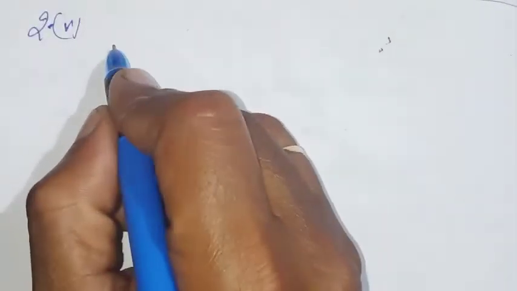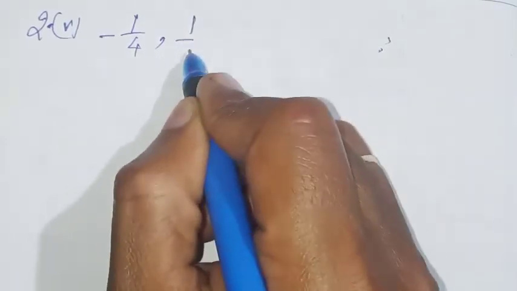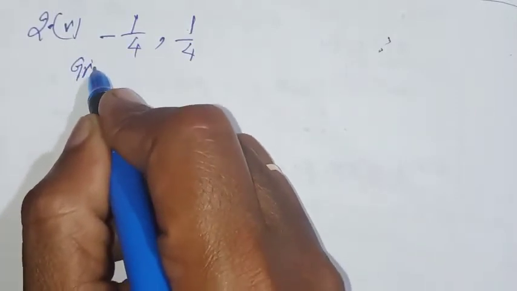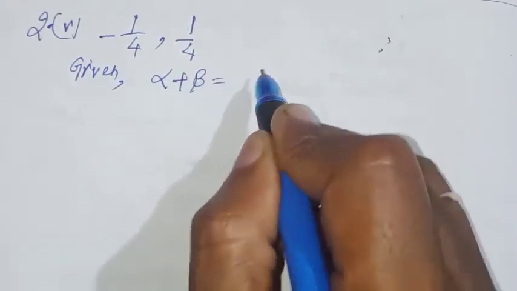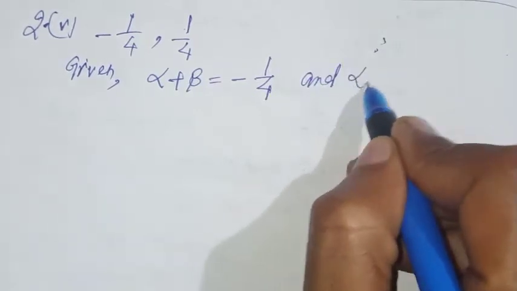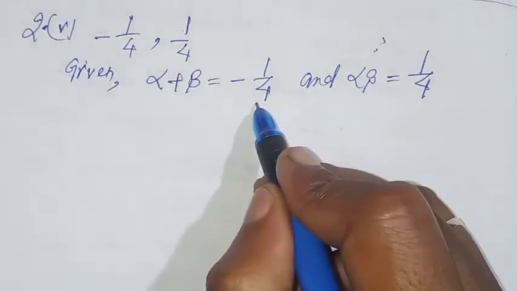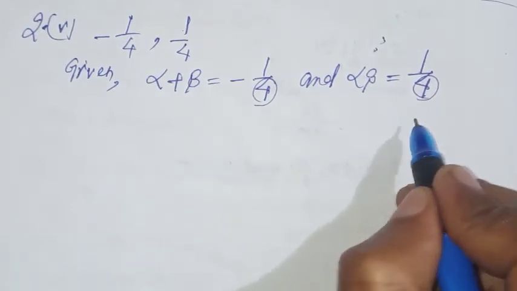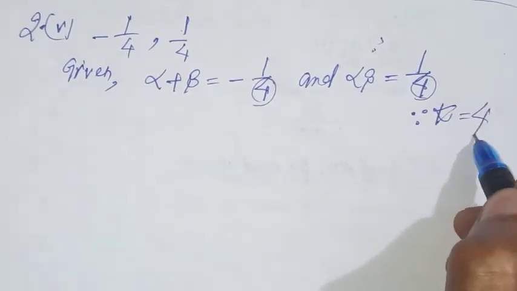Let's take question number 5, that is -1/4, 1/4. Given alpha plus beta equals -1/4 and alpha beta equals 1/4. Here you see this one and this one both have the same denominator. That's why k equals 4.